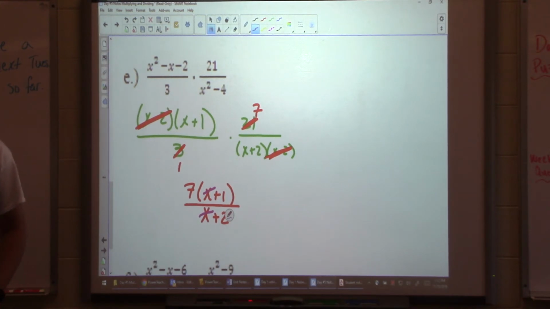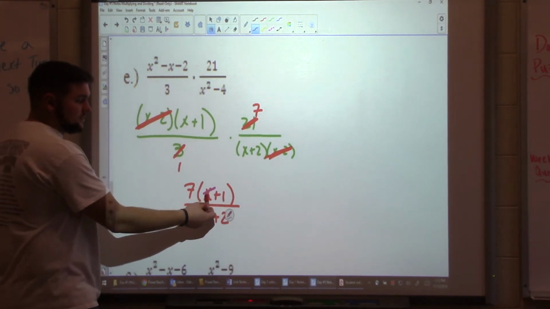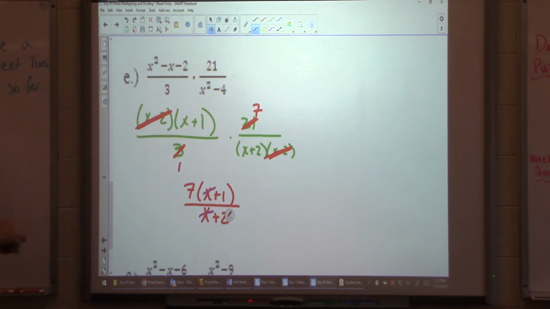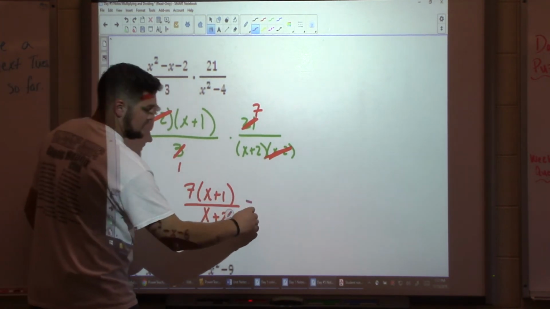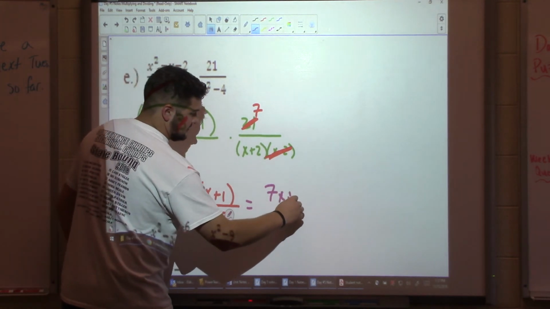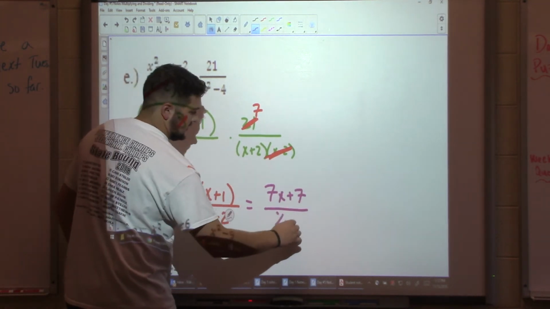Because it's addition, right? It's a whole term here. X plus 1 is the whole term. X plus 2 is the whole term. You can't do that. So then yes, if you would like to, which I would like to, you can distribute your 7. 7x plus 7 over x plus 2.